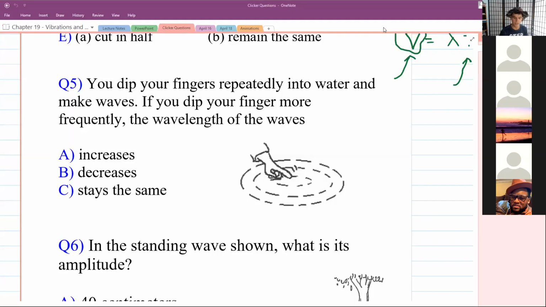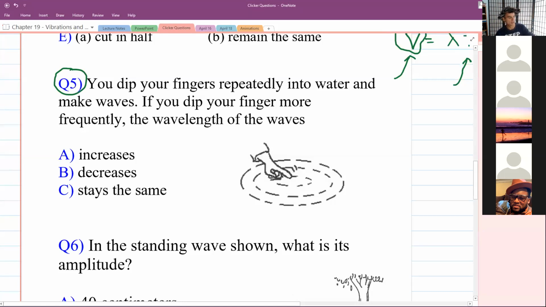Okay, so this is question number 5. It says, if you dip your fingers repeatedly into water and make waves, if you dip your finger more frequently, the wavelength of the waves will increase, decrease, or stay the same. So I'm making waves just by dipping my finger. Now I dip my finger more rapidly. How does that affect the wavelength of the waves? Increase, decrease, or stay the same?